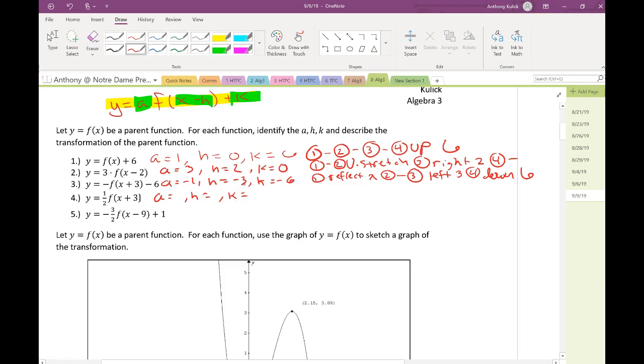Looking at 4, what's my value for A? 1/2. The value for H? Negative 3. And the value for K is 0. Tommy, it's negative 3 because there's a subtraction symbol in the formula. So if I plug in negative 3, x minus a negative is plus. So the h's are always the opposite of what they appear. Okay?